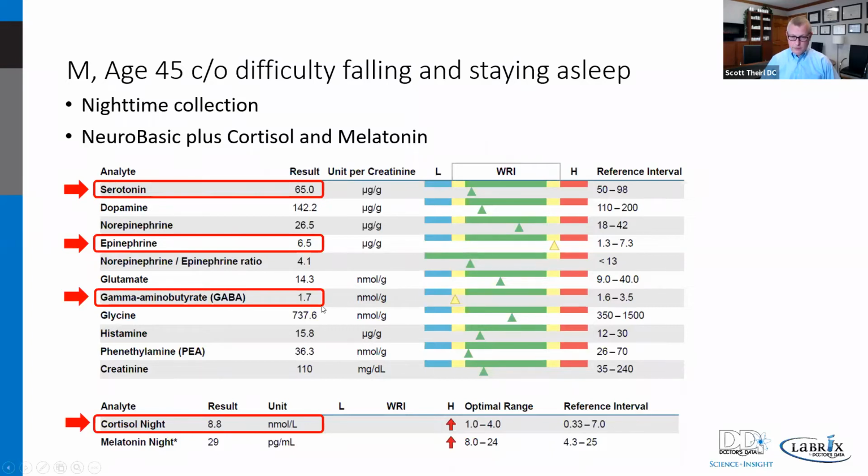GABA, 1.7. That is on the low side for this reference range of 1.6 to 3.5. So how do we want to actually help support GABA? Well, that should be pretty simple. We just want to take a look at supplements from various manufacturers and find some GABA that they could try at night. It's at least on the options list along with serotonin support, right? Glycine, as long as we're in the reference range, I'm happy. This is pretty good at 700.